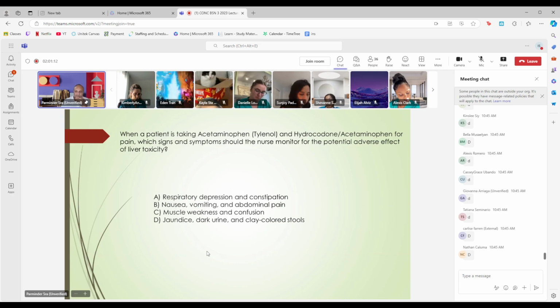Okay, well done again. D is the correct choice. Yellow, yellow, yellow. Jaundice is the problem. Yellow color, and it also indicates clay color stools as well. Okay.